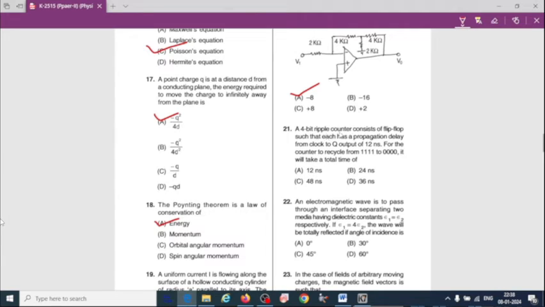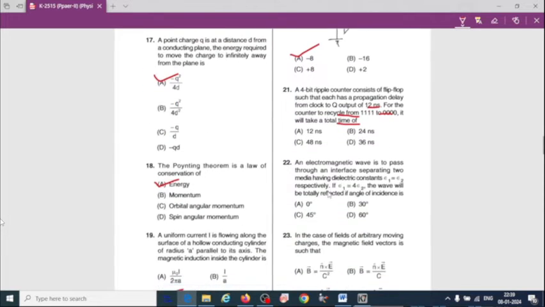A 4-bit ripple counter consists of flip-flops such that each has a propagation delay from clock to Q output of 12 nanoseconds. For the counter to recycle from 1 1 1 1 to 0 0 0 0, it will take a total time of, option, it is about 48 nanoseconds.